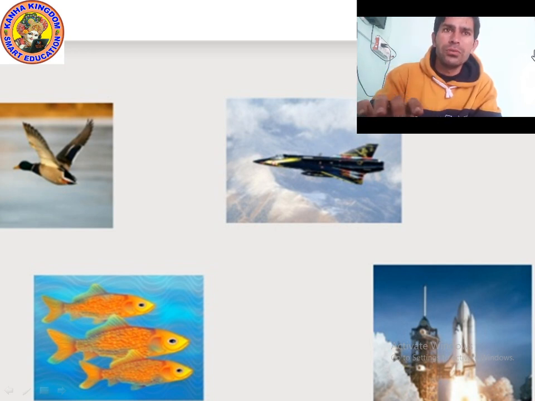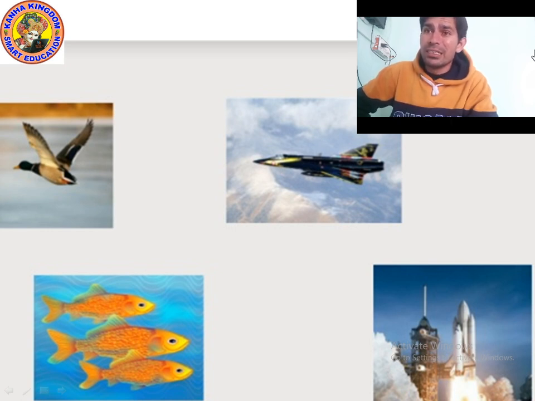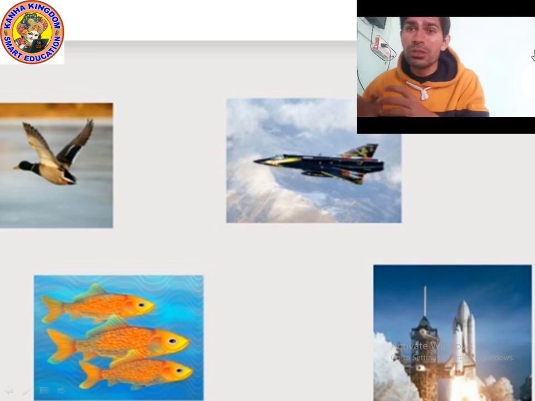Look at the picture of fishes. Fishes live in water, we know. They also have a streamlined body. That's why they easily reduce the fluid friction and they can easily swim in the water. Because of a streamlined body, the birds can easily fly by reducing the friction, and in the same way fishes can swim by reducing the friction.